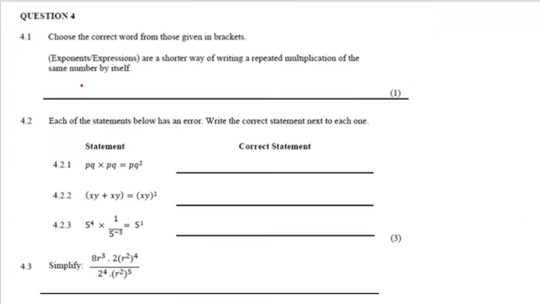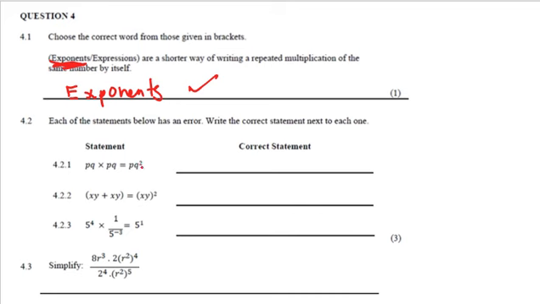We have the question given to us here. It's question 4, and it says choose the right word for those given brackets. It says exponents or expressions are a shorter way of writing a repeated multiplication of the same number by itself. So we know that the correct answer here is exponents. It's the representation of the repeated multiplication of the same number. So I'm going to choose exponents. That's the answer.